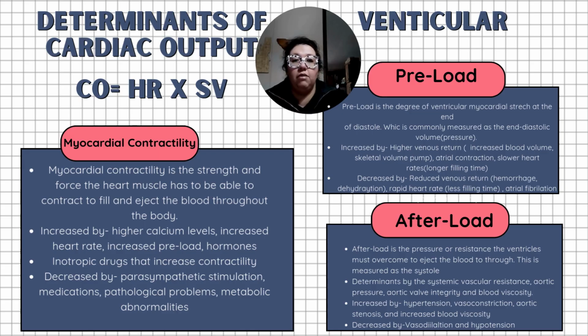Afterload is the pressure of resistance the ventricles must overcome to eject the blood that goes through. This is measured by the systemic vascular resistance, aortic pressure, aortic valve integrity, and blood viscosity. Increased by hypertension, vasoconstriction, aortic stenosis, and increased blood viscosity. It is decreased by vasodilation and hypotension. So if their blood pressure is too low, or if their arteries and veins are too dilated, there is not enough force or stroke volume to move that blood through.